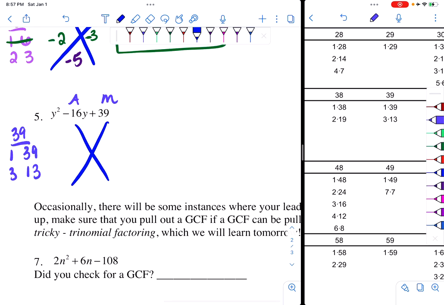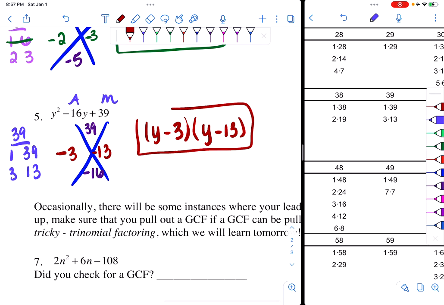So I draw my diamond, 39 up top, negative 16 downstairs. I put my 3 and my 13 in. 3 times 13 is 39. 3 plus 13 is 16. I want a negative 16, so I'm going to make them both negative. Negative 3 and negative 13 make 39. Negative 3 and negative 13 make negative 16. So I would have y minus 3 times y minus 13, and that's my final answer.